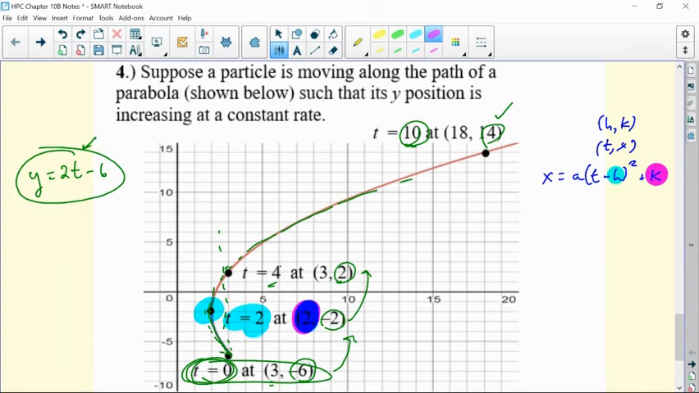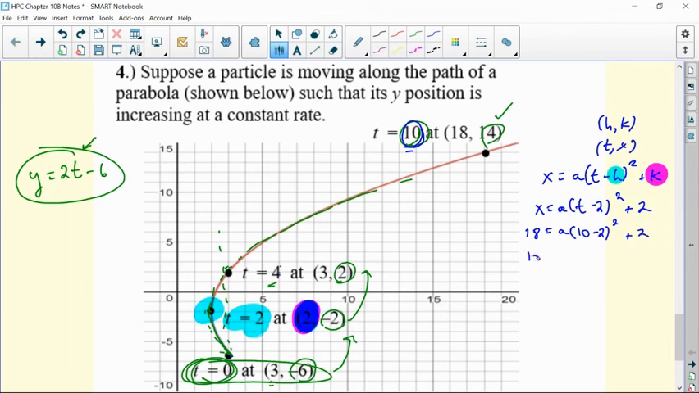How wide is this opening? And that goes back to the rate. So I'll go back to my pen. I know x is equal to a times t minus 2 squared plus 2. And in order to solve for how fast that's opening, you pick any other data point. You can pick 0, you can pick 4, you can pick 10. Let's pick 10. So at time equals 10, the x value is 18. So 18 equals a times 10 minus 2 squared plus 2.